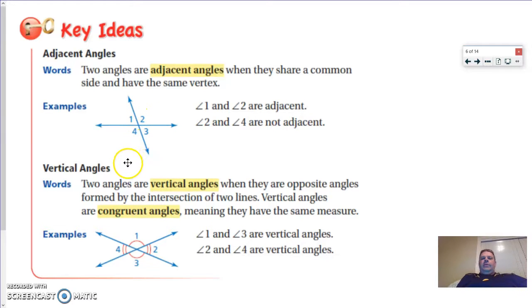The second thing that we have is vertical angles. Two angles are vertical when they are opposite angles formed by the intersection of two lines. Vertical angles, as we saw in the last slide, are congruent, meaning they have the same measure. Angle 2 and 4 are vertical and are congruent. Angle 1 and 3 are vertical and congruent. We also can tell that these are congruent because there is one mark here and one mark here. That means they are the same measure of angles. Notice in angle 2 there are 2 marks and angle 4 has 2 marks, so those are the same.